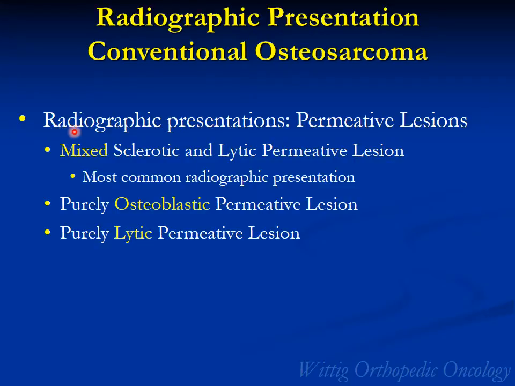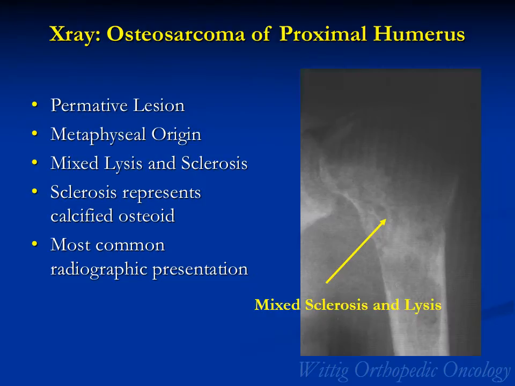Conventional osteosarcomas radiographically present as permeative lesions, meaning you cannot make out the borders of the tumor on an X-ray. The lesions themselves can be mixed sclerotic and lytic, which is the most common radiographic presentation, can be purely osteoblastic or purely lytic. This is an example of an osteosarcoma of the proximal humerus, with mixed lysis and sclerosis.